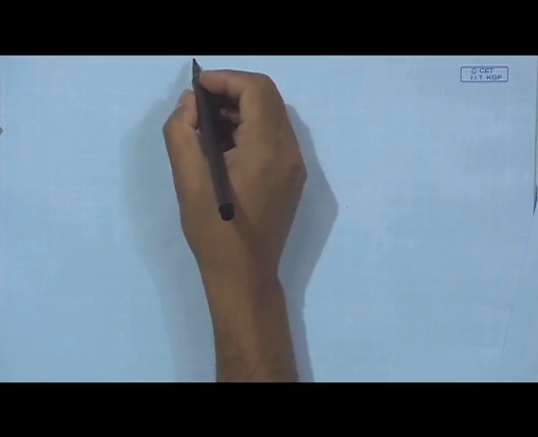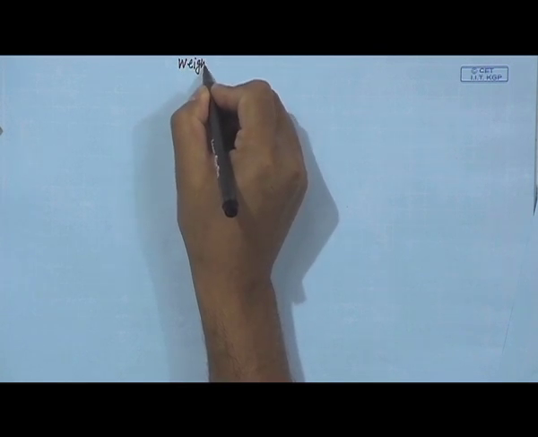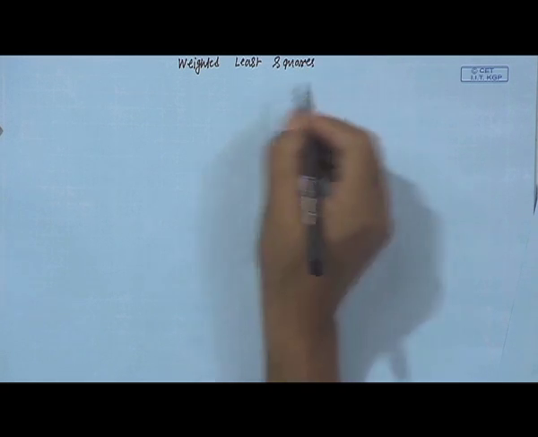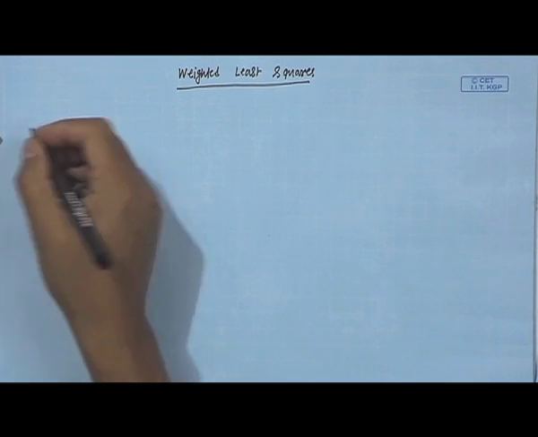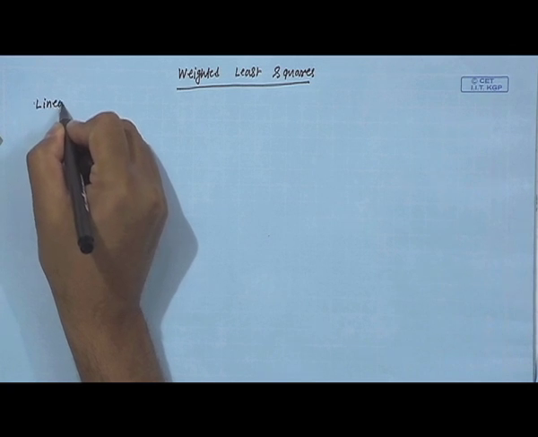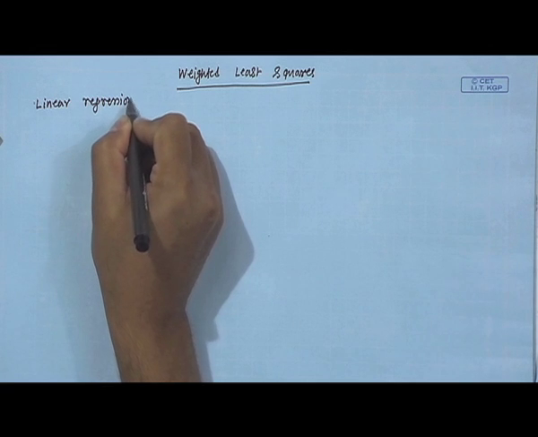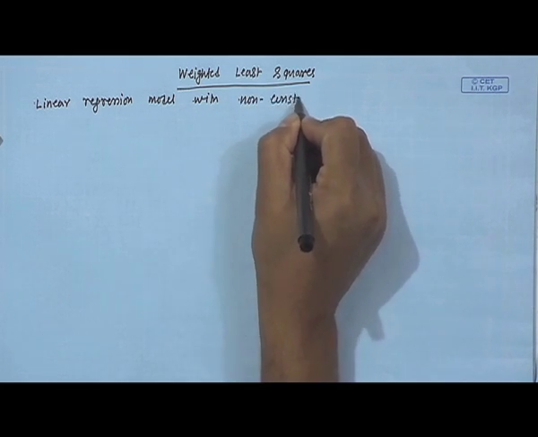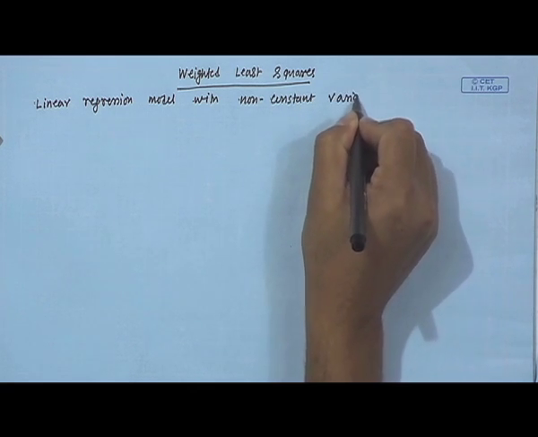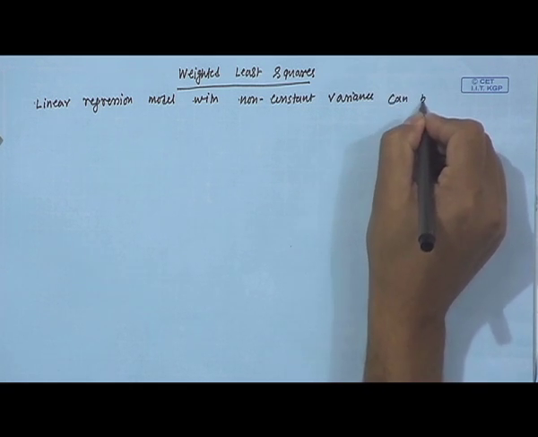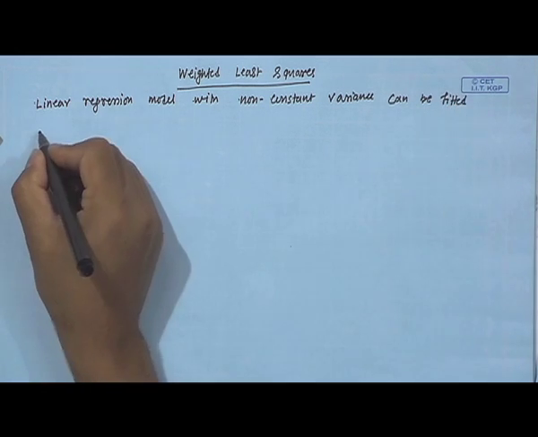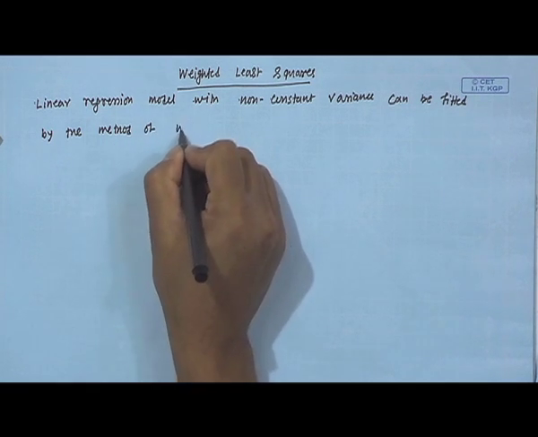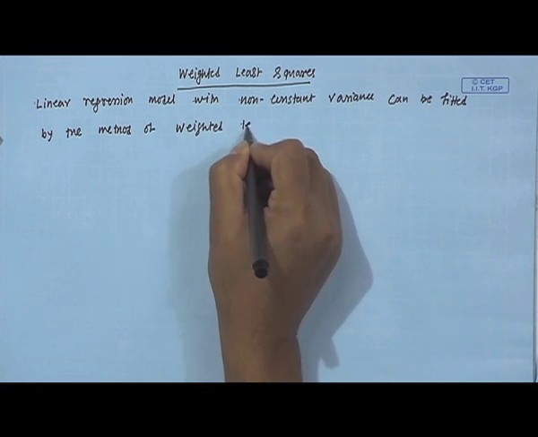First let me talk about weighted least square. A linear regression model with non-constant variance can be fitted by the method of weighted least square.